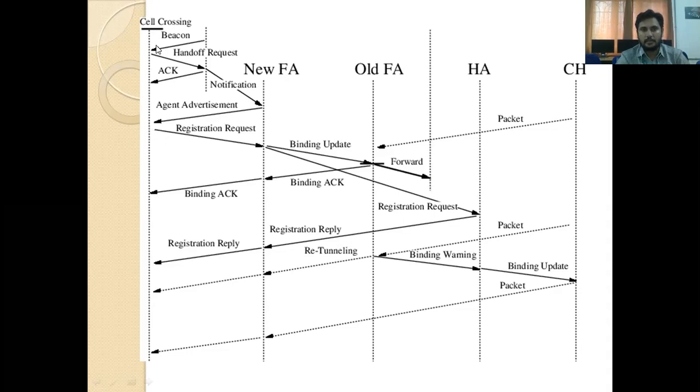Binding request. So the call processing branch: handover request, acknowledgement, notification, agent advertisement, registration request, binding update, registration reply, binding acknowledgement, packet transmission, retunneling, binding warning, binding update, and packet. So whenever a packet is transmitted, a binding registration request is sent. That is agent advertisement registration. After the agent advertisement, identification of agent, a registration.